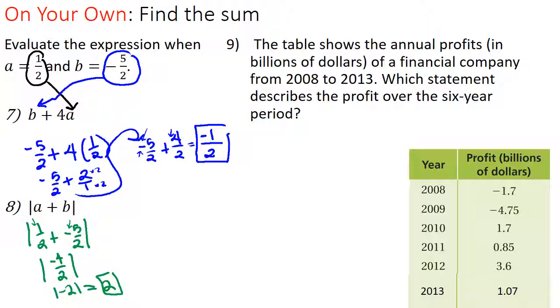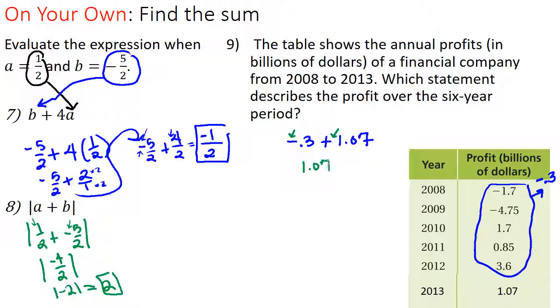Then the table shows the annual profits in billions of dollars of a financial company from 2008 to 2013. Which statement describes the profit over the 6-year period? Well, if you remember this problem, this is the exact same problem that we worked on just a slide or so ago, and we found out that this was going to be a change of negative $0.3 billion. So if we remembered that, we don't really have to rework this part out right here. We just have to add in this last number. So we take this negative 0.3, and we're going to add to that 1.07.